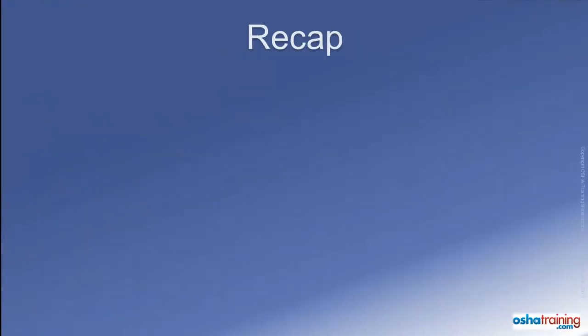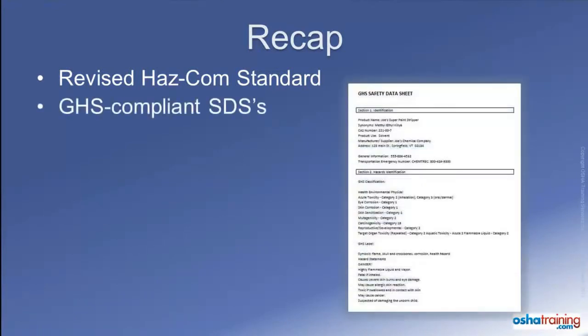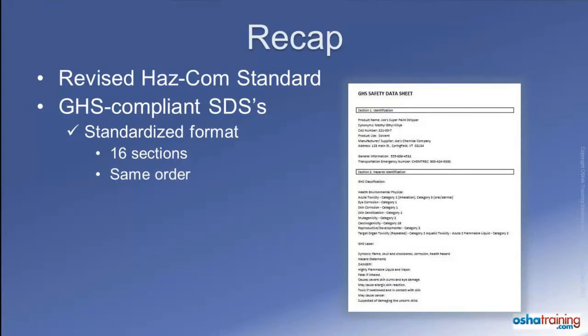So in review, the revised OSHA Hazard Communication Standard, which has the goal of making sure employees understand what hazardous chemicals and products are in the workplace and how to work safely with and around those items, requires GHS compliant safety data sheets be developed and provided for all hazardous chemicals and products. These safety data sheets are standardized in format, will always be comprised of 16 sections that appear in the same order, and provides standardized warnings and precautions applicable to the product.